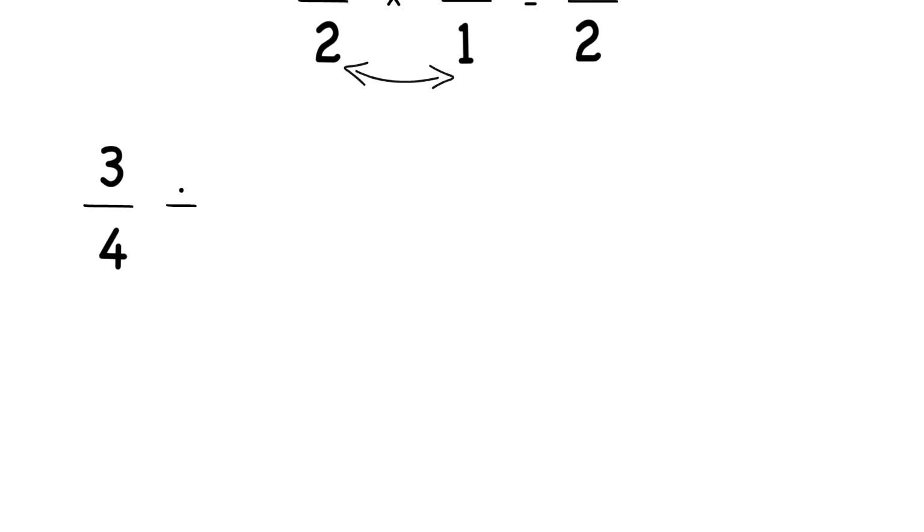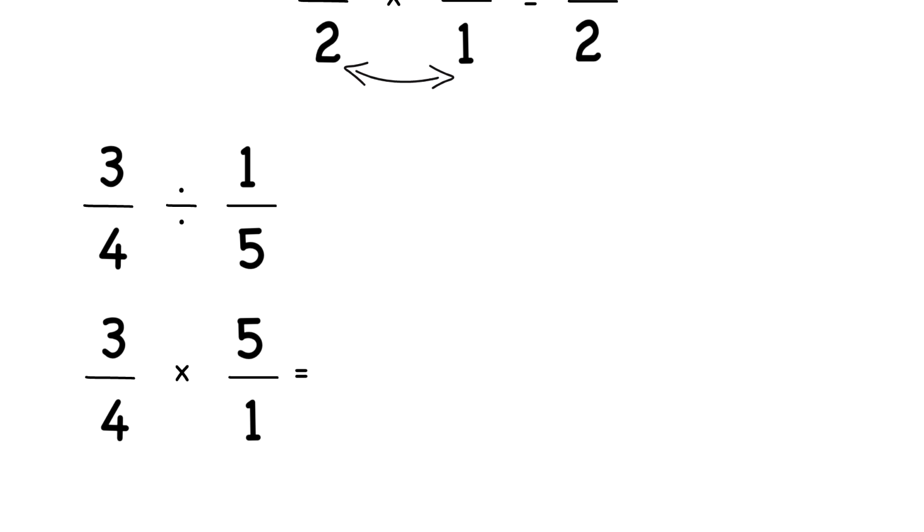With 3 over 4 divided by 1 over 5, we rewrite below. We flip the second fraction, change to a times, and work out as normal. 3 times 5 gives us 15, 4 times 1 will give us the denominator, which is 4.